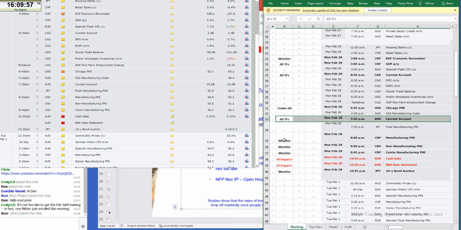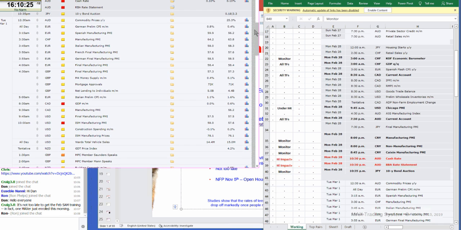So then we'll have a big one in red with the Aussie cash rate and RBA rate statement. So high impact, yeah. It is not expected for the central bank to raise its interest rates, but we will have to keep an eye on that. So on Tuesday, can you scroll down the calendar, please? Monitor the 10-year bond auction. Yeah, monitor, indeed. Okay, I'll scroll down a bit.